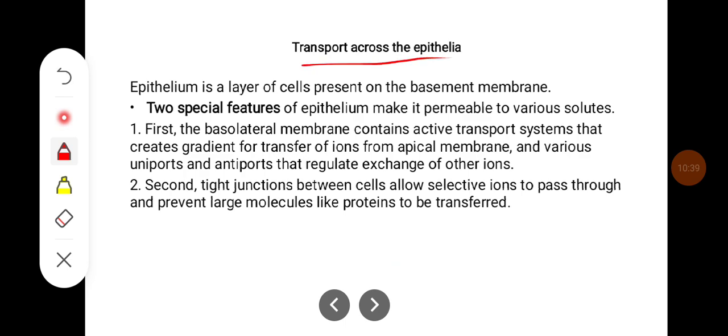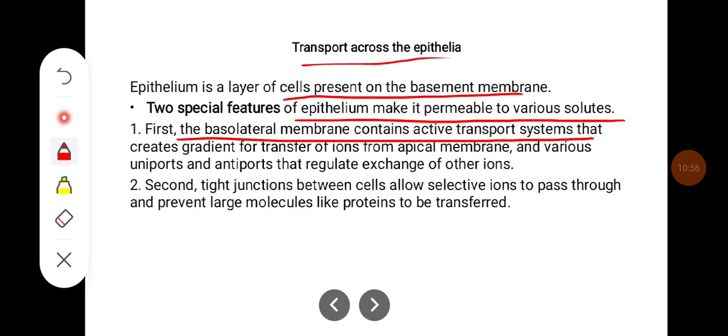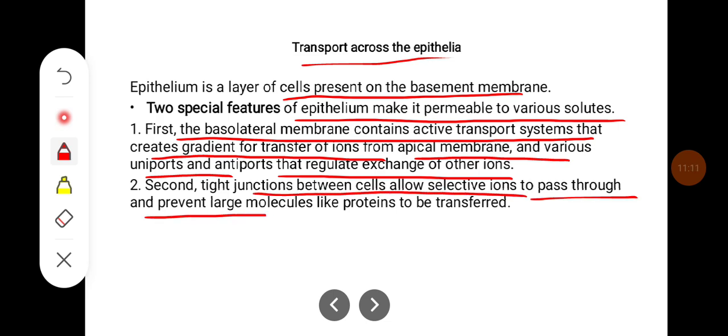Transport across the epithelia. Epithelium is a layer of cells present on the basement membrane. Two special features make it permeable to various solutes. First, the basolateral membrane contains an active transport system that creates a gradient for transfer of ions from the apical membrane, and various uniports and antiports that regulate exchange of other ions. The second is tight junctions between the cells, which allow selective ions to pass through and prevent large molecules like proteins from being transferred.